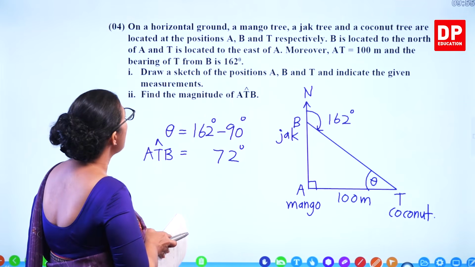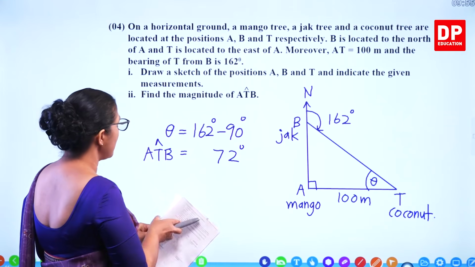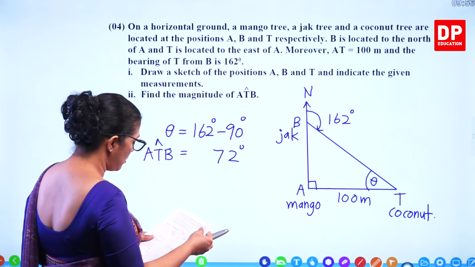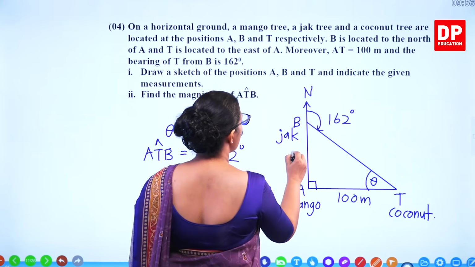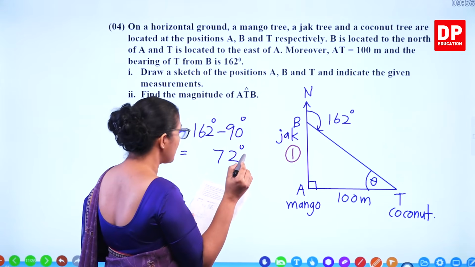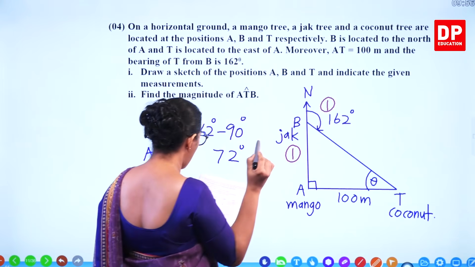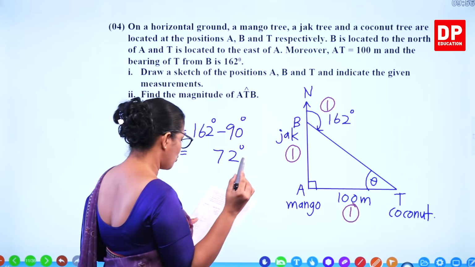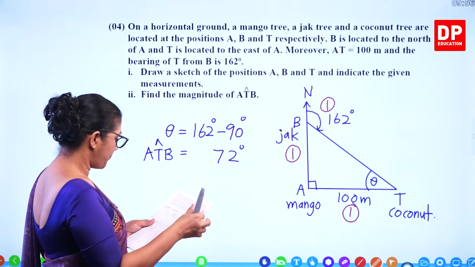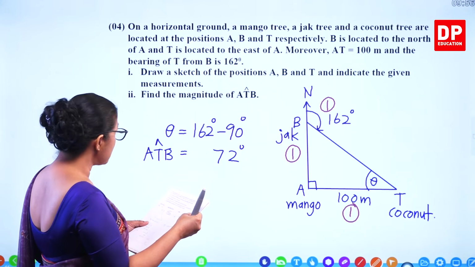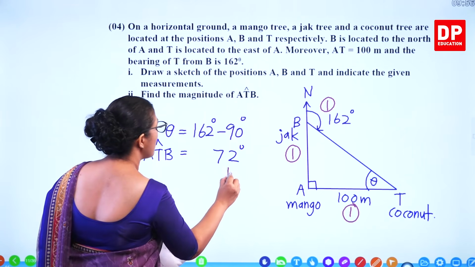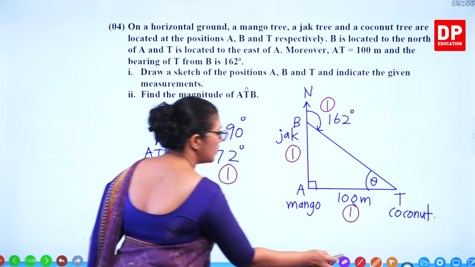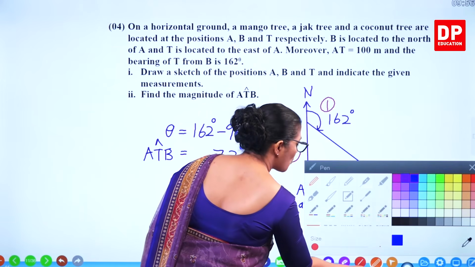So we'll see how many marks for these two steps. According to the marking scheme, you are getting 1 mark for showing A and B, 162 degrees 1 mark, and 100 meters 1 mark. So 3 marks for the diagram. And calculating ATB, that's 72, you get 1 mark. So 4 marks for these two steps. Now we'll take the next one.